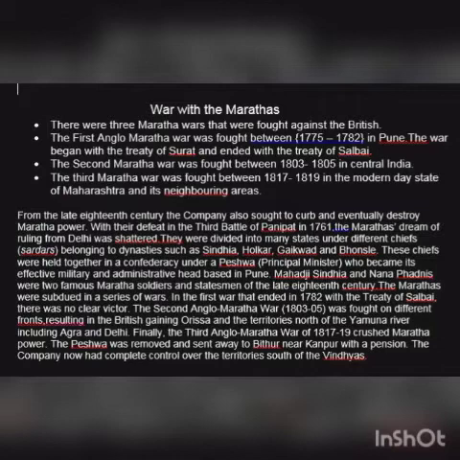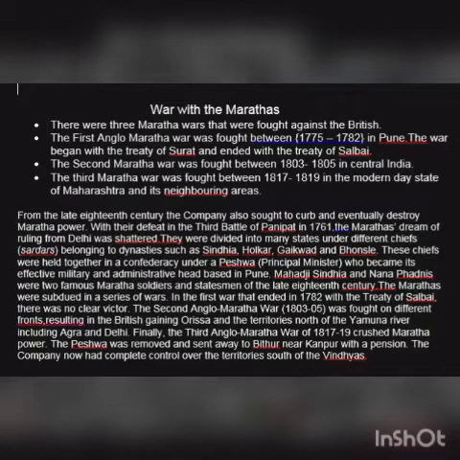These chiefs were held together in a confederacy, which means alliance, under a Peshwa, a principal minister, who became its effective military and administrative head based in Pune. Mahadji Scindia and Nana Phadnis were two famous Maratha soldiers and statesmen in the late 18th century.